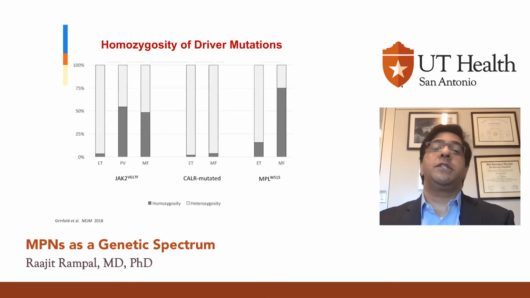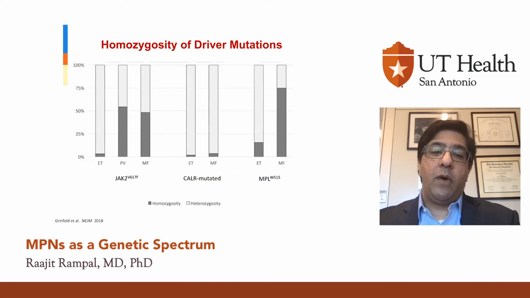Do the genetics help to explain this spectrum? Well, in part, we know that there are variations with regard to the driver mutations in terms of homozygosity. And so we see that in patients with polycythemia and myelofibrosis, there is a higher prevalence of homozygosity of the JAK2 mutation as opposed to patients with ET. And similar observations are known with MPL in patients with myelofibrosis. Perhaps that explains some degree of the spectrum of the phenotypes that we observe in these patients.